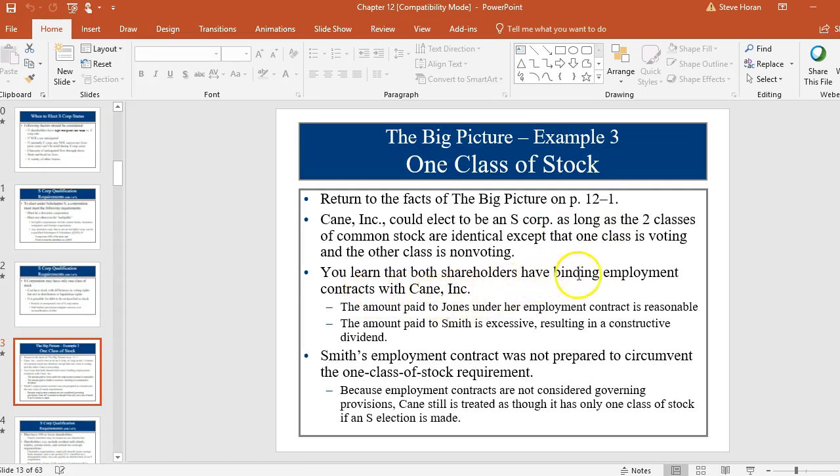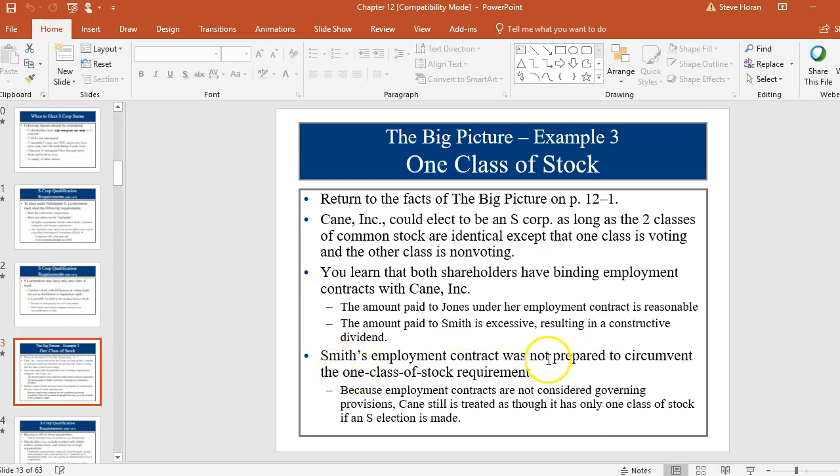You learn that both shareholders have binding employment contracts with Kane. The amount to be paid to Jones under her employment contract is reasonable. The amount paid to Smith, though, is considered to be excessive, resulting in a constructive dividend. So remember, if it's excessive, then anything that you receive above the reasonable amount, you treat as if it was a dividend, and you pay a dividend tax on that.